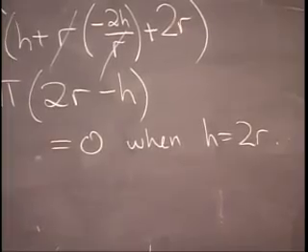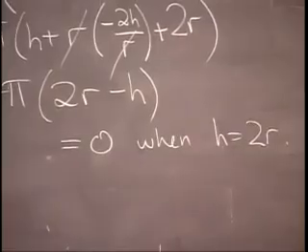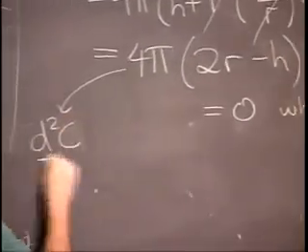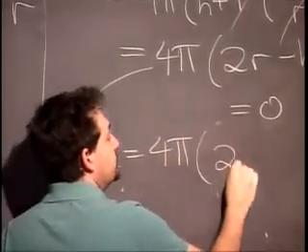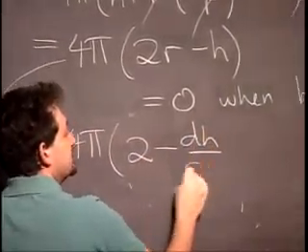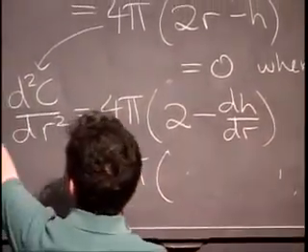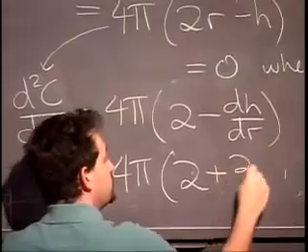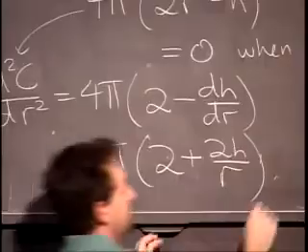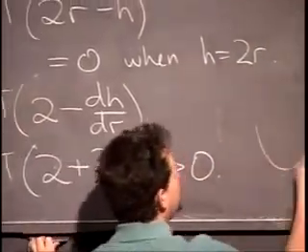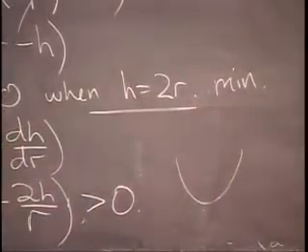So it's a sort of interesting roundabout way. The problem is, how do we know it's a minimum? Well, let's go from here and take d2C/dr squared. We have to differentiate this with respect to r. We get 4 pi times 2 minus dh/dr. Of course, we know what dh/dr is. It's minus 2h over r. So you get 2 plus 2h over r. And the only thing we care about is that this is always positive. So again, the curve is concave up, and this is a minimum. This is now a minimum.